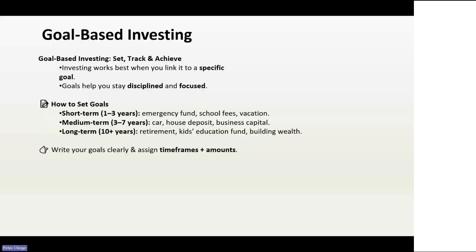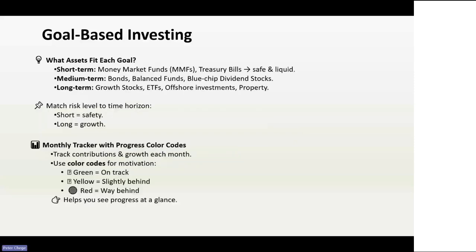So make sure you write goals which are clear and assign time frames and amount. When you set goals, assign time frame and amount. So for each goal, then what assets can you invest in? Assets in investment are grouped into different products that you can invest in. So you see this word interchange, asset and investment.